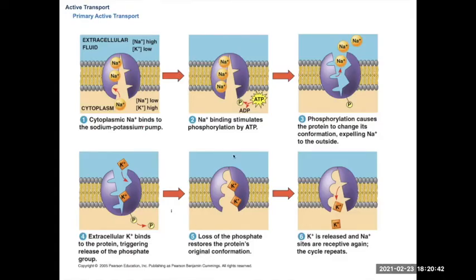So once that happens, and this is in this conformation with this phosphate group attached, potassium is going to bind to those spots. It's attracted to those spots. The binding of the potassium releases that phosphate group, and the protein here turns back into this conformation, and it releases the potassium, and now it's ready to bind more sodium, right? So this is going on all day.